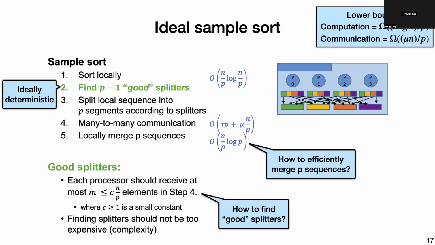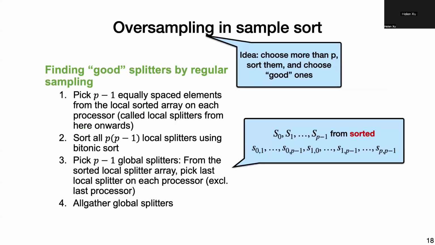So yeah, the main insight in this algorithm is how do you choose good splitters to evenly distribute the elements. And the way that you do that is called oversampling.